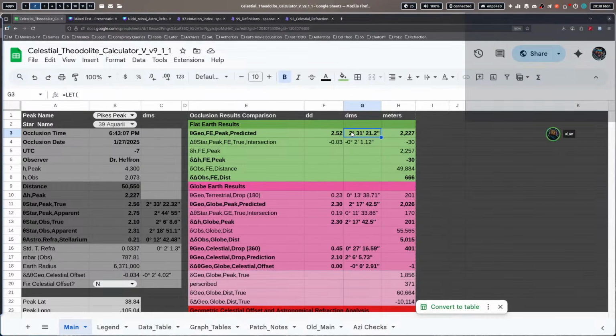earlier than what would be predicted if it had to get lower, because there was an actual 200 meters of missing elevation at the end of that 27 arc minute traversing of the sky. So we intercepted that star at 2 degrees, 31 arc minutes in the sky, and it should have been 2 degrees, 27 if it's a globe.